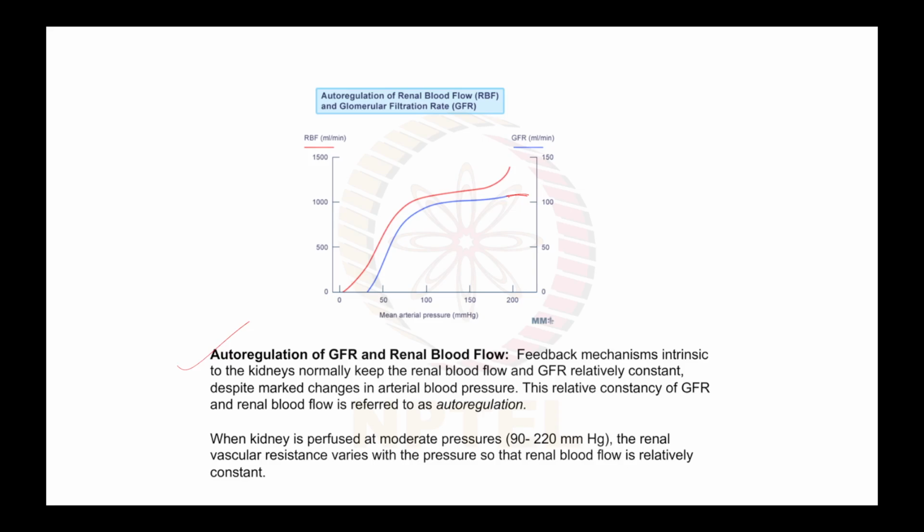If the blood pressure is low, the opposite happens. Okay, the dilation happens and the pressure increases, maintaining the constant glomerular filtration rate.